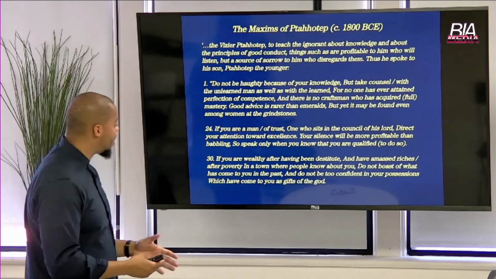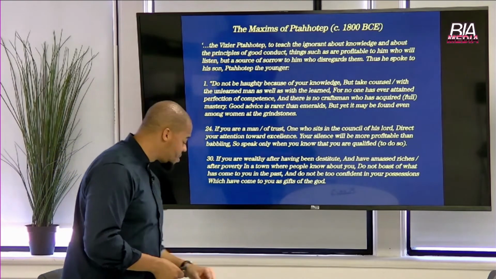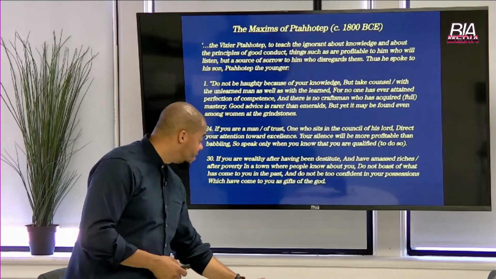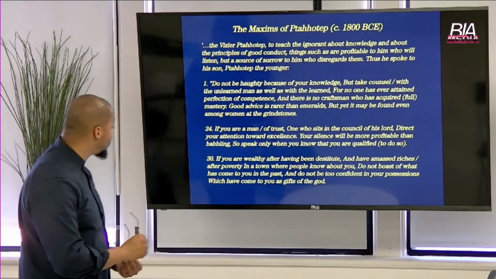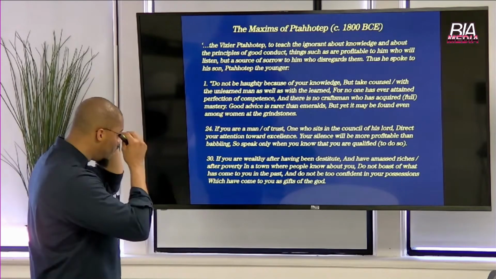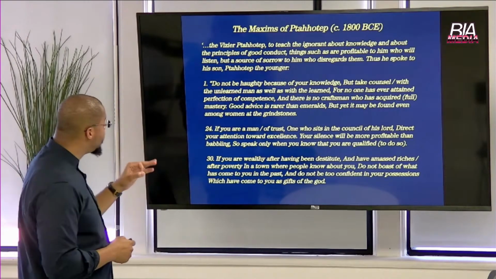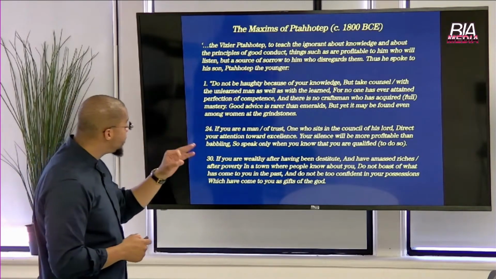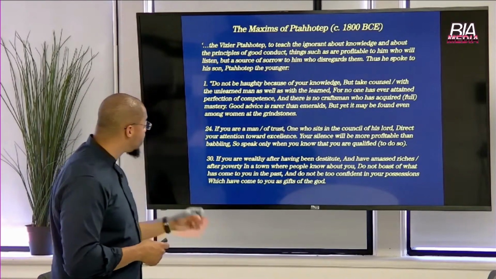Last one, if you're wealthy after being destitute and have amassed riches after poverty in a town where people know about you, don't boast of what has come to you in the past, and do not be too confident in your possessions which have come to you as gifts of the God.